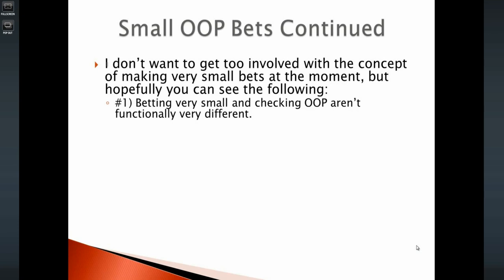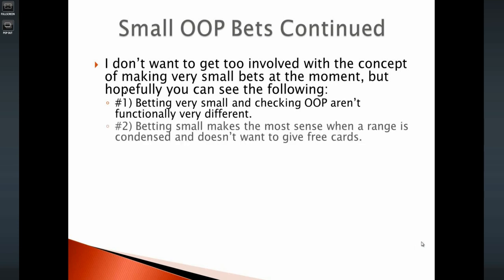The first is betting very small and checking out of position aren't functionally very different. Make sure you really absorb this, because it can be one of those mental leaks you can have, how a lot of people always check to the preflop raiser or always c-bet as a preflop raiser, even though it doesn't really make sense. They think there's this rule that doesn't exist. So make sure you really understand that checking and betting small aren't functionally very different. Betting small makes the most sense with a range that is condensed and doesn't want to give free cards.